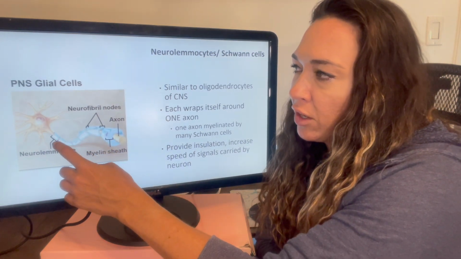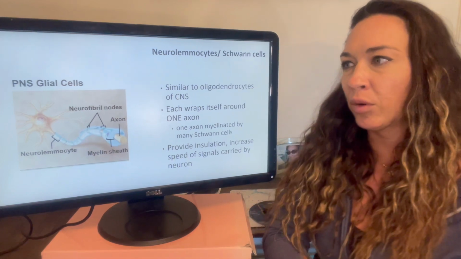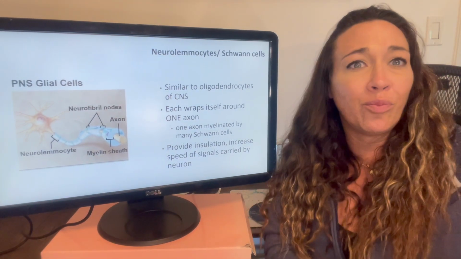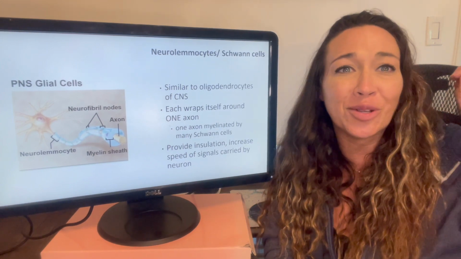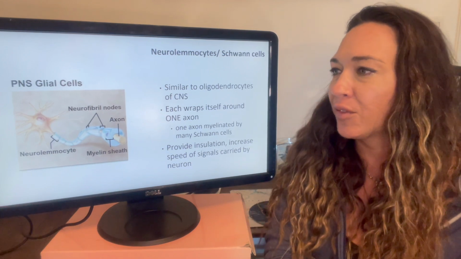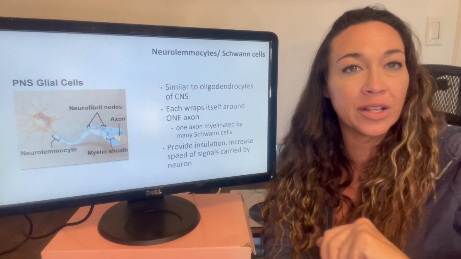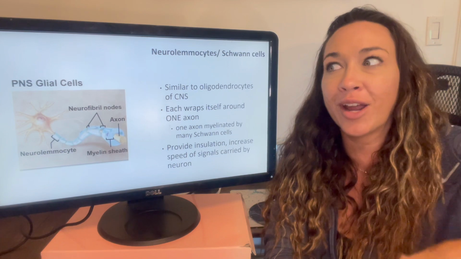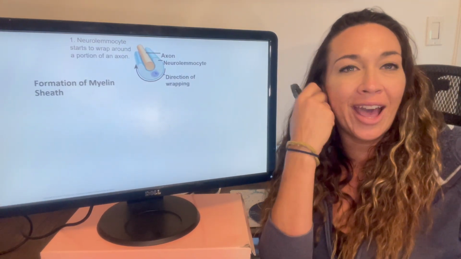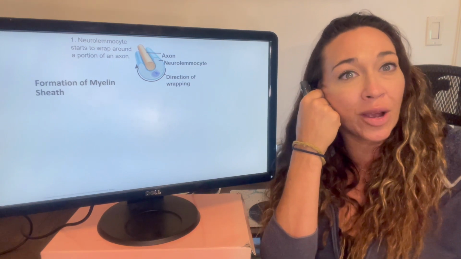Those are the nodes of Ranvier, also known as the neurofibril nodes. Again, they help provide insulation, as we've talked about several times before, and speed up those signals. It's very important that these signals fire as quickly as they can. Otherwise, we move too slowly, we react too slowly, and very bad things can happen. So let's now look at how we actually get these wrapped around our axon.